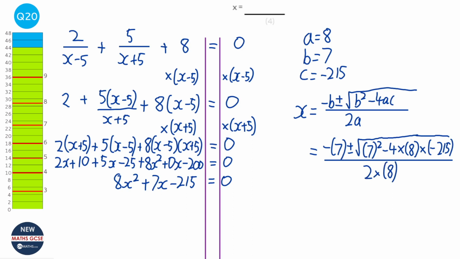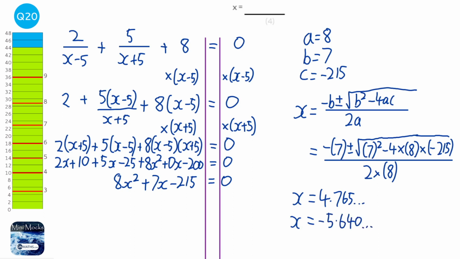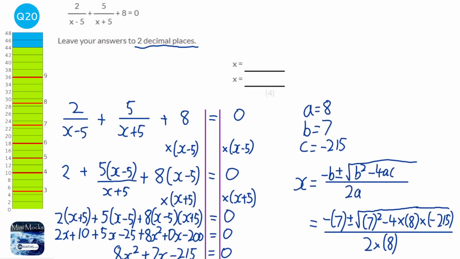Okay, so to do this, you type that into your calculator with a plus, and you type it into your calculator with a minus. When you type it into the calculator with a plus, you get 4.765, blah, blah, blah. And when you type it into the calculator with a negative, you get minus 5.640, blah, blah, blah. And so that will lead to the solutions of 4.77 to two decimal places, and minus 5.64 to two decimal places.